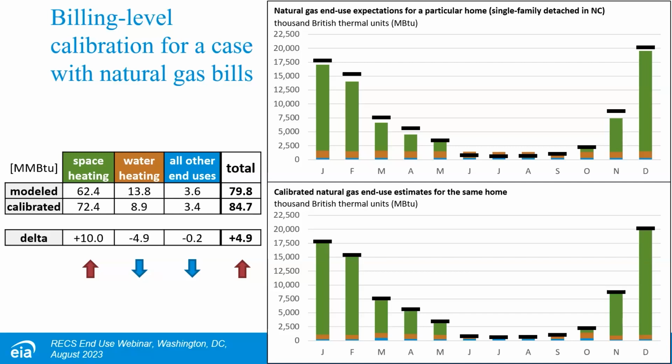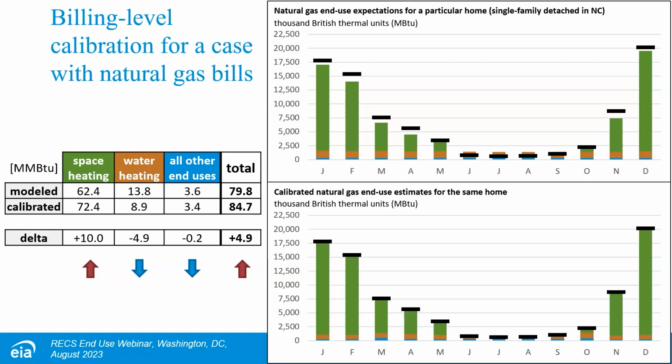So in the very right-hand column, those are the totals. So from an annual point of view, we expected there to be 79.8 million BTU of natural gas consumed by this house in 2020. And when we got the bills and added them up, it was 84.7. And calibration does, in fact, add the 4.9 necessary. But when you look at the individual end uses in this case, we see that space heating in green went up by 10 million BTU, whereas water heating dropped that 4.9. And so the change in space heating was actually twice what happened to natural gas overall.